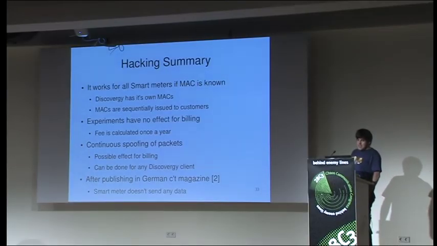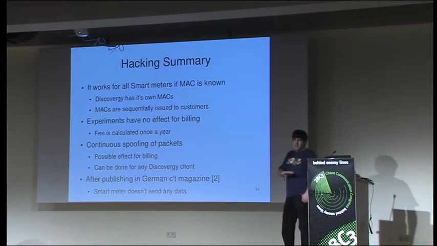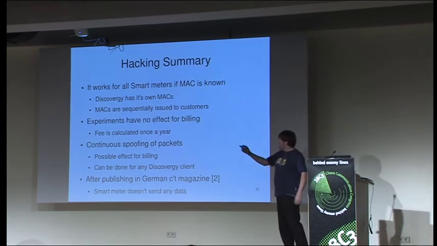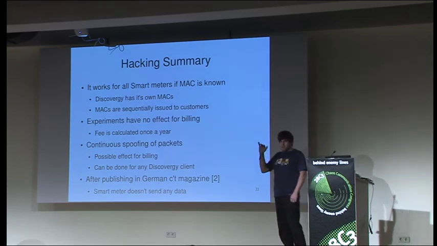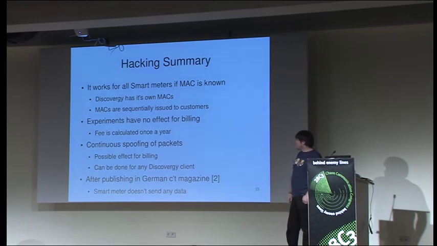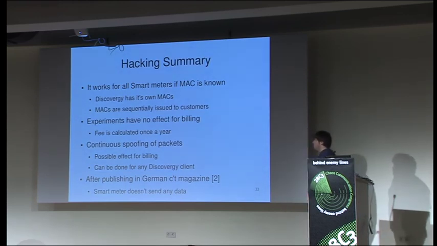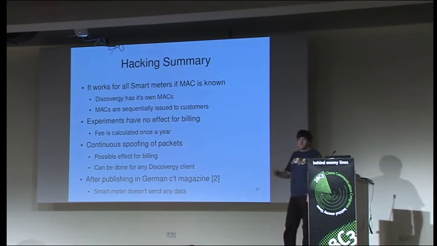But the experiment I did doesn't have an effect on the billing, so I did nothing quite wrong, because the fee which I have to pay is calculated once a year. Once a year, the company sends the smart meter's power consumption from the year to my provider, and I have to pay for this. When you want to fake it, you have to do it by continuously spoofing the packets. So to get an effect on billing, you have to perform a man in the middle attack and send the packets every time, maybe see your own packets to make it more realistic.